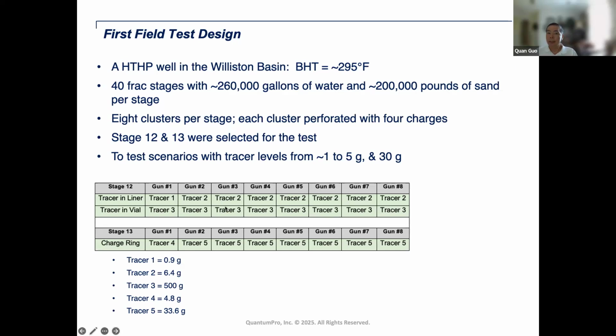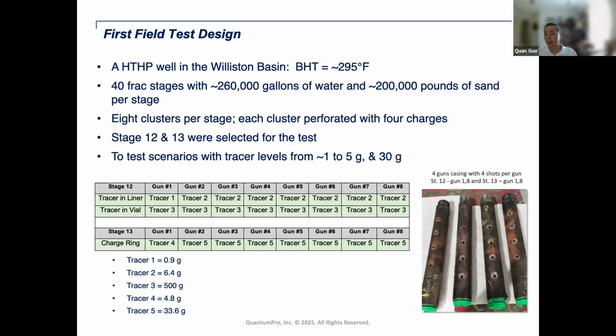And as you can see, this was the first test. We tried to design our test to cover a wide range of tracer levels, from 1 gram to 5 grams to 30 grams. So these are the retrieved spent guns, and for some of the clusters.